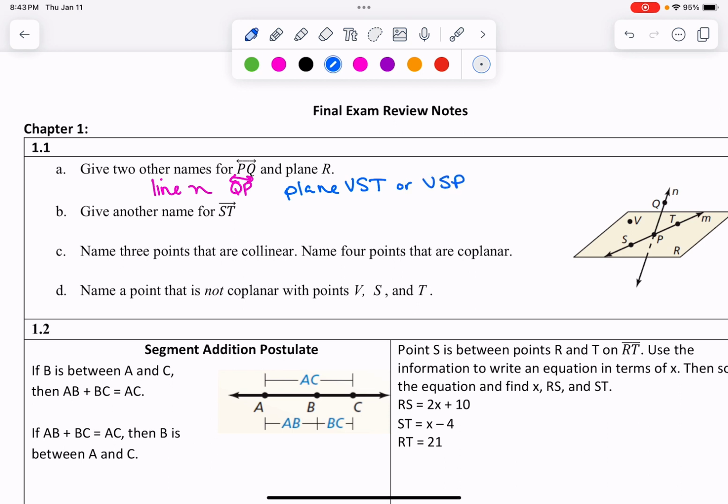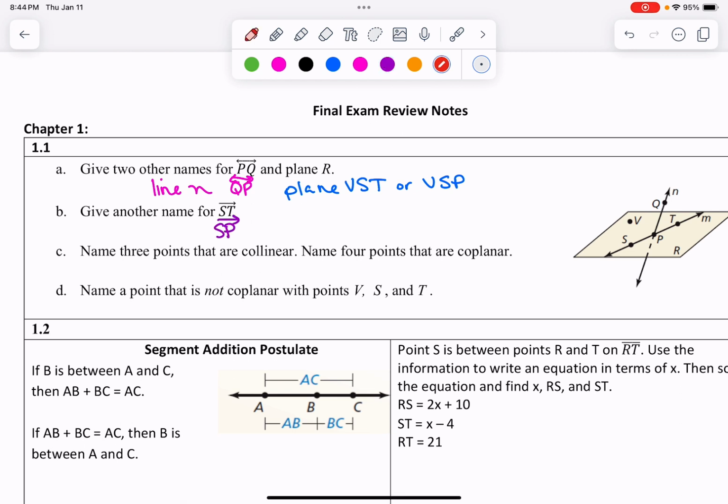Part B says let's give another name for ray ST. That means I'm going to start here at S and go through T and keep going. Well, if I start at S and go through T, I'm also going to pass point P. So I can also call this ray SP.